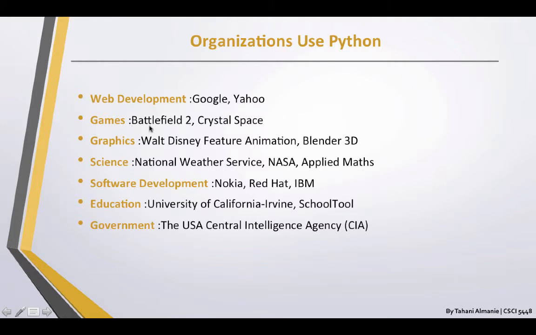For games, Battlefield 2 uses Python to implement core elements of the gameplay, such as scorekeeping and team balancing. While Crystal Space 3D uses Python for scripting through a plugin mechanism. For graphics, the Walt Disney feature animation is also using Python to add script ability to their animation production system. The Blender 3D makes use of Python as an extension language.